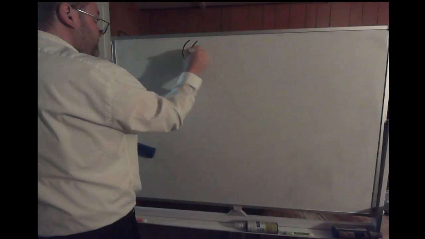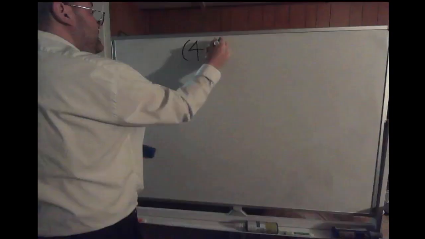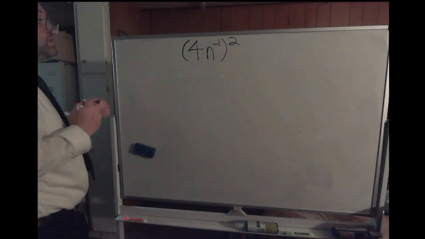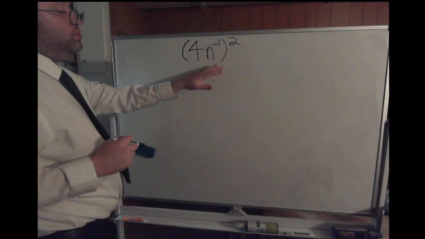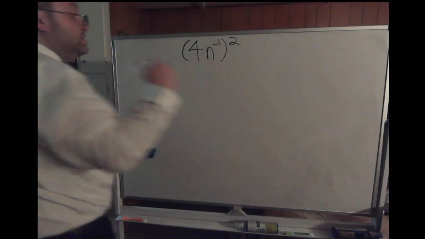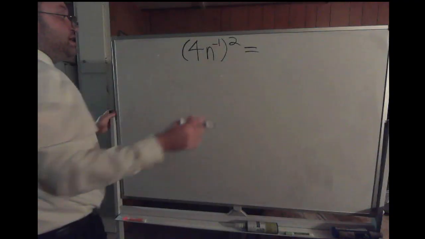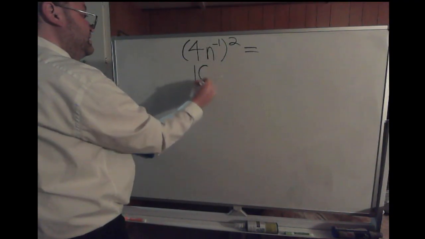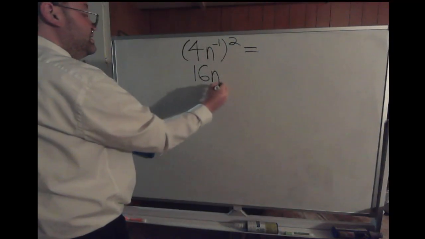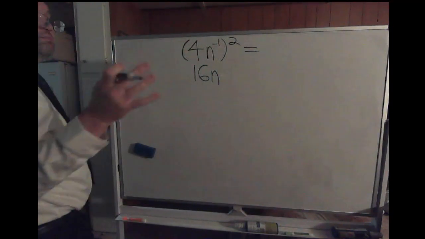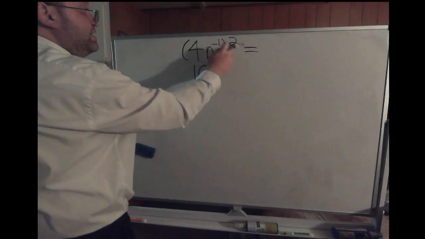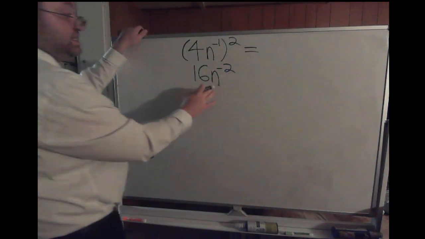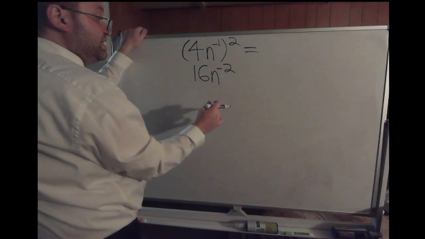We have the quantity of 4n to the negative first, that whole quantity to the positive second. Like we did with the last problem, you take your coefficient of 4, raise that to the second power, you'll get 16. Now keep your base n. You have a power to a power, so you multiply the powers. n to the negative first times 2, that'd be n to the negative second. So now you have 16 times n to the negative second power.